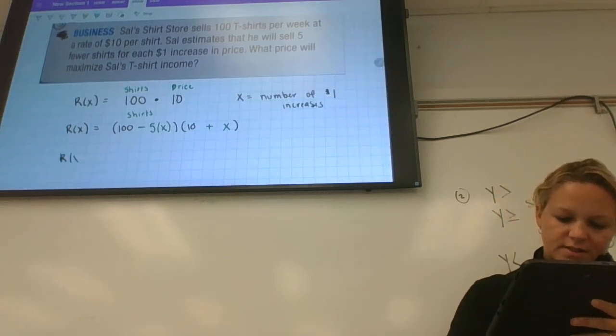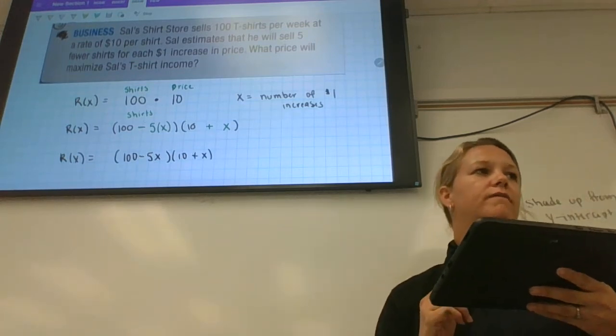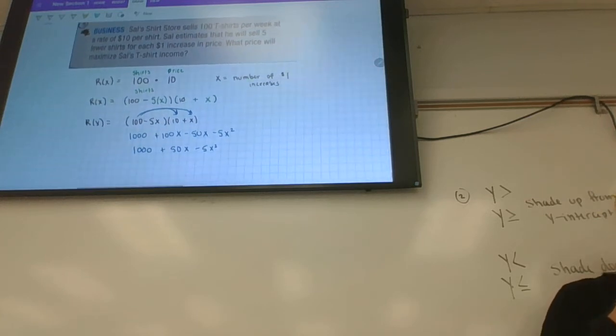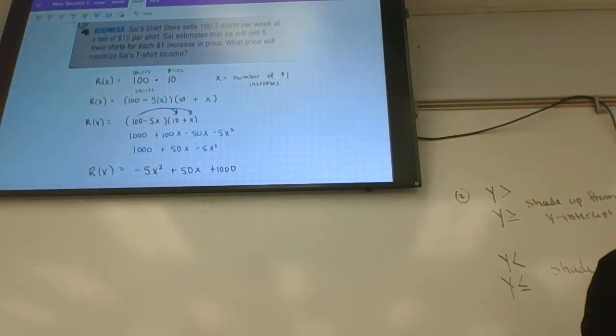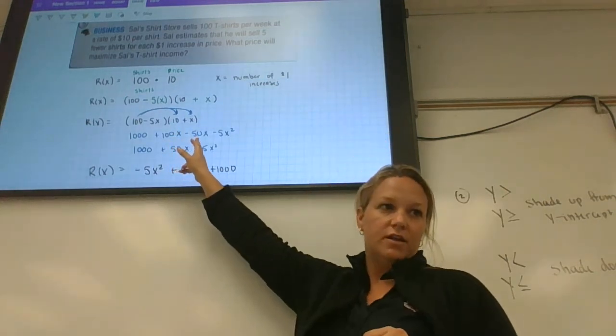Okay. So let's just rewrite this in standard form. 100 minus 5x times 10 plus x. FOIL it. Go ahead and FOIL it and put it in standard form. And here's the function that models his revenue in standard form. I did 100 minus 50 combined in like terms.